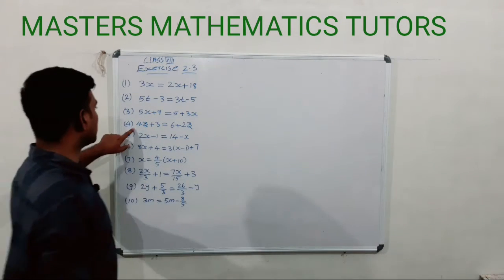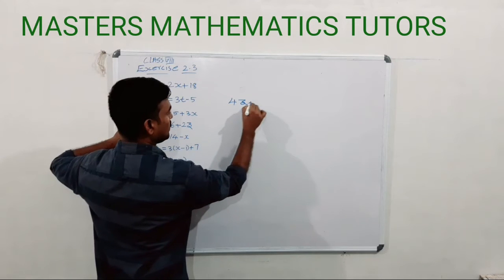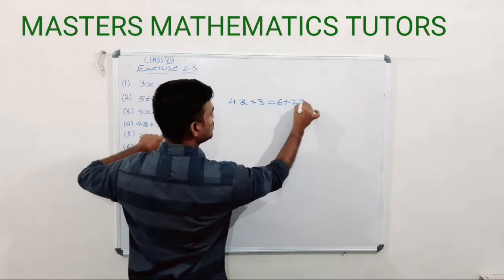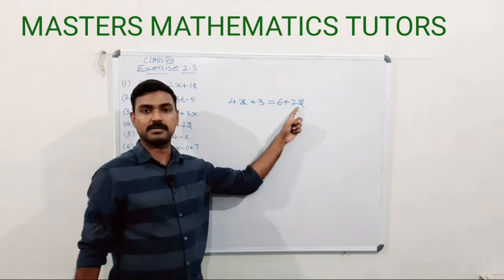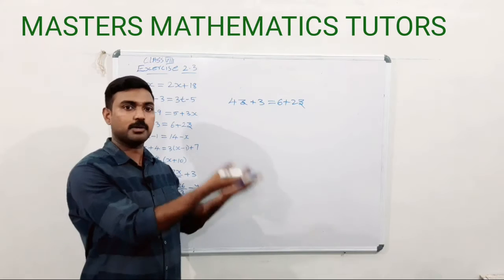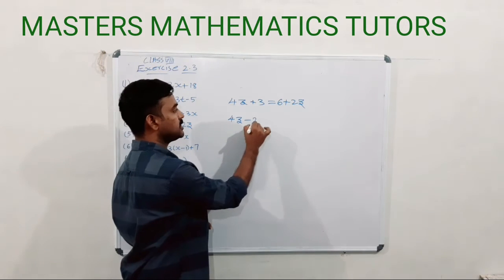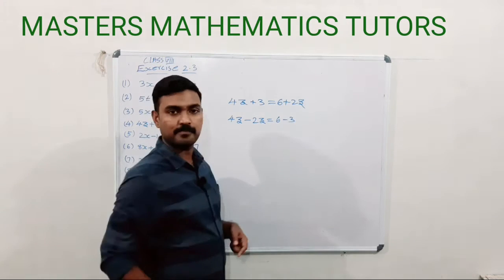Now our fourth question, 4z plus 3 is equal to 6 plus 2z. Here the variable is z, here also the variable z is there. So the variable including terms we can bring to the left side. So 4z minus 2z is equal to 6 minus 3.